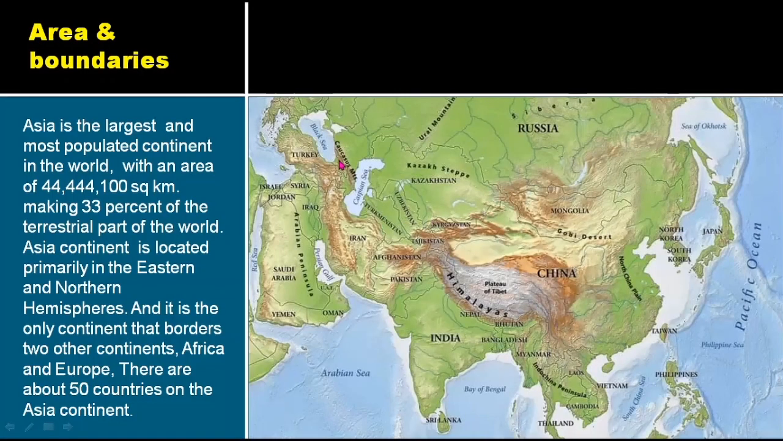So we start from the area and the boundaries. Asia is the largest and most populated continent in the world. You can see the area, and it makes up 33% of the terrestrial part of the world. So what is the total area of the Asia continent? It is almost 33% of the world.